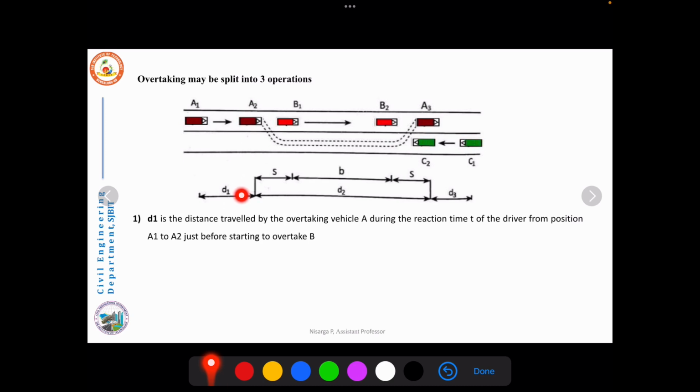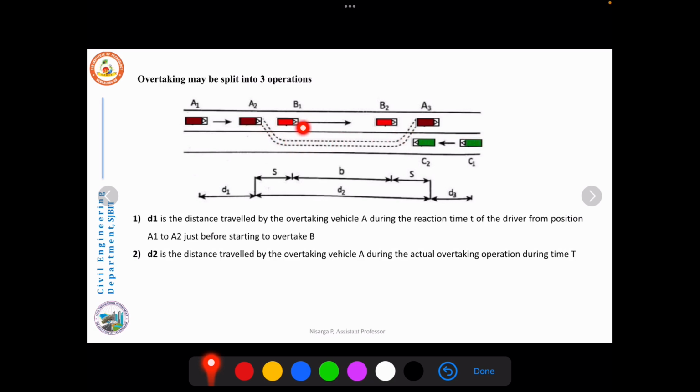Once the driver decides to overtake, what does he do? The fast moving vehicle accelerates, shifts to the adjacent lane, overtakes the slow moving vehicle and comes back to the original lane. This distance we call d2. The d2 can be further split up into s, b and s. Now s is the distance between the fast moving vehicle and the slow moving vehicle before overtaking, while vehicle A2 is waiting for an opportunity to overtake the slow moving vehicle.